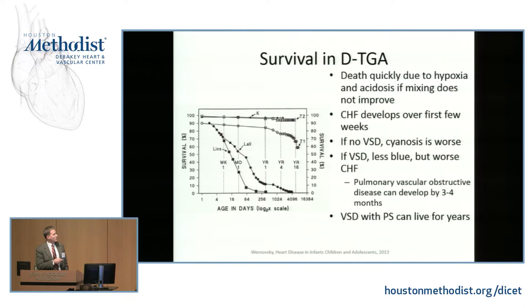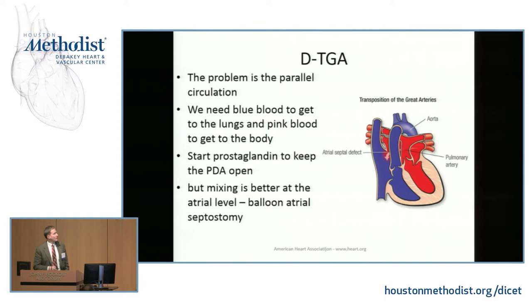There are these patients, this is kind of all comers here, the rare patients that have a VSD, which allows them to mix a little bit more easily. They also have LV outflow tract obstruction, so pulmonary stenosis, which is going to prevent too much pulmonary blood flow. And so some of those patients can actually survive for years without any sort of intervention. So the problem is this parallel circulation.